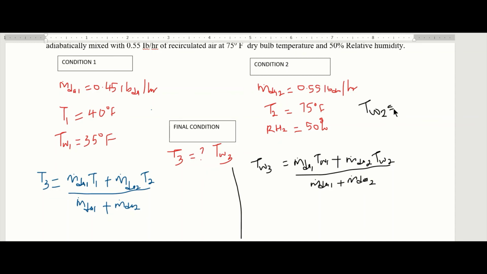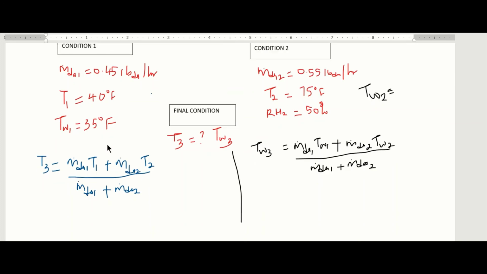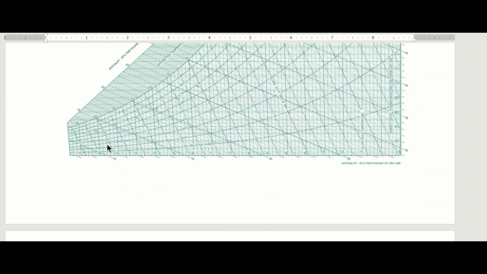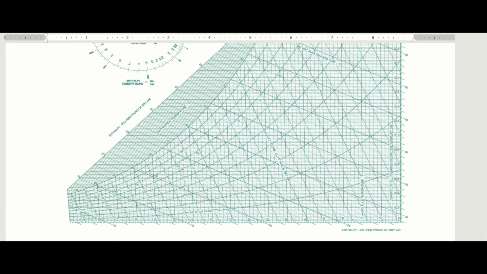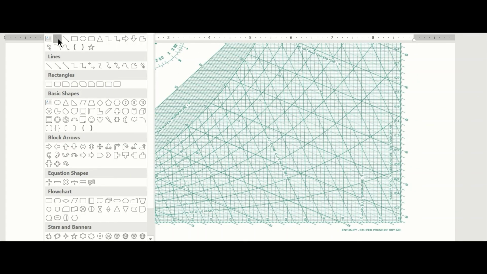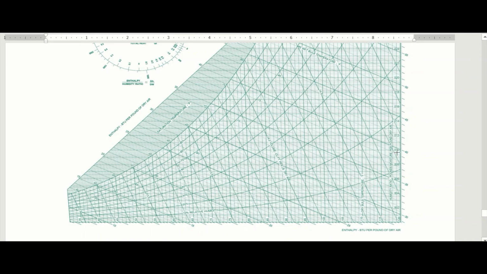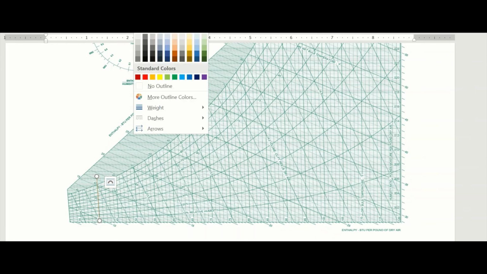To do that, we have to plot the chart for these two conditions. Let's start with the first condition. We have dry bulb as 40 and wet bulb as 35. So I come to my chart. Remember, we have dry bulb as 40. So take a pencil. These vertical lines are the dry bulb lines. At 40, draw my line at 40. Yes, that's 40. Good. Make my line visible.